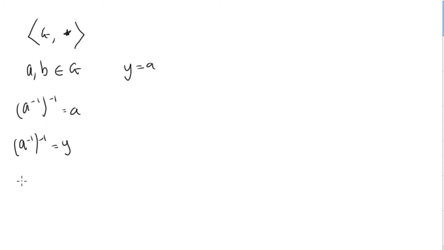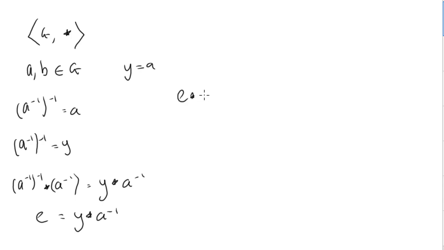So what I can do now is multiply the inverse of the inverse of A by the inverse of A. What I do to one side, I do to the other, so I'll multiply Y by the inverse of A as well. I know that an element multiplied by its inverse will just generate the identity element, E. So E equals Y times the inverse of A, and now I can simply multiply by A on both sides. So I get E times A is equal to Y times the inverse of A times A.